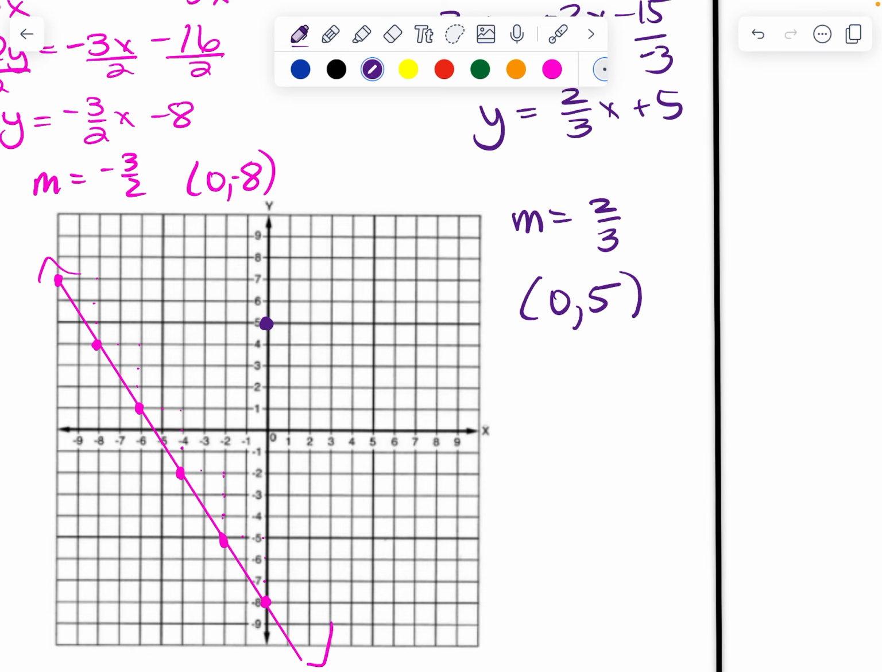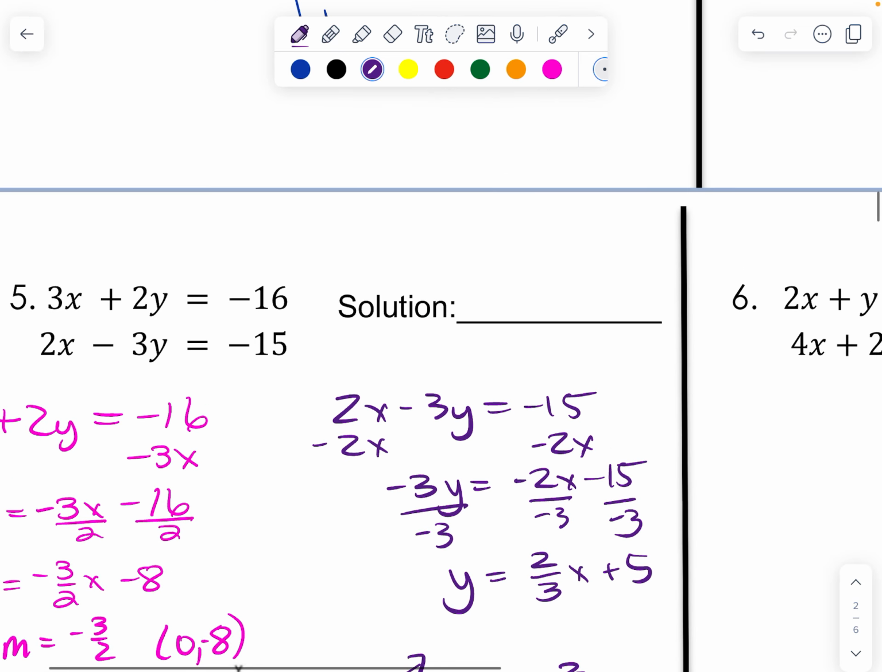It's a positive slope, so up 2 over 3, or down 2 over 3. There we go. And the point where they run into each other is negative 6, 1.